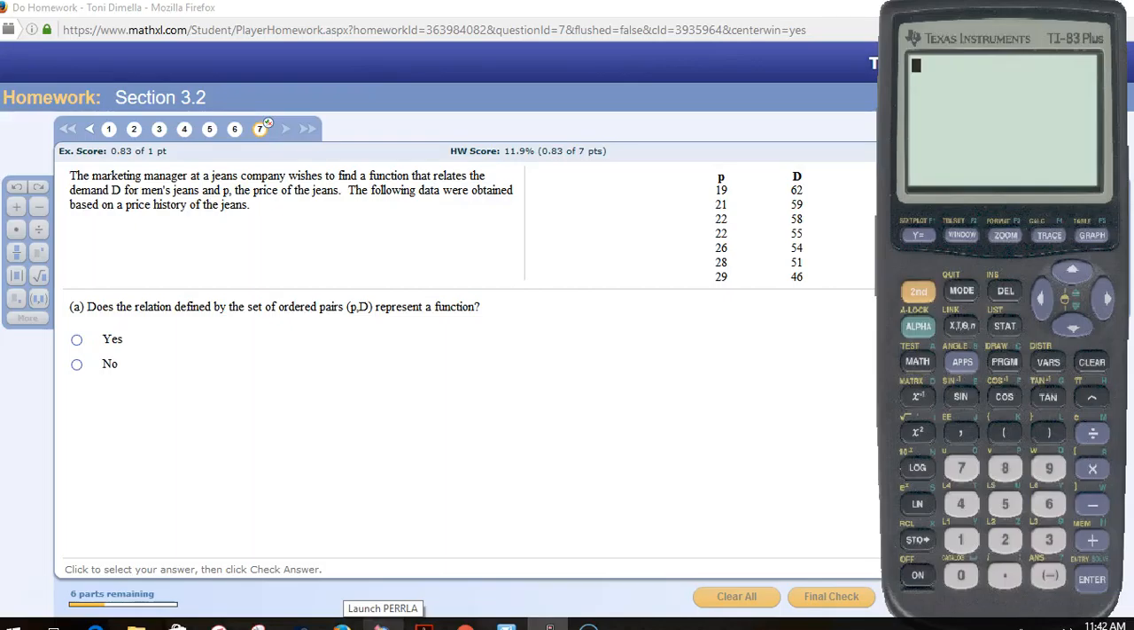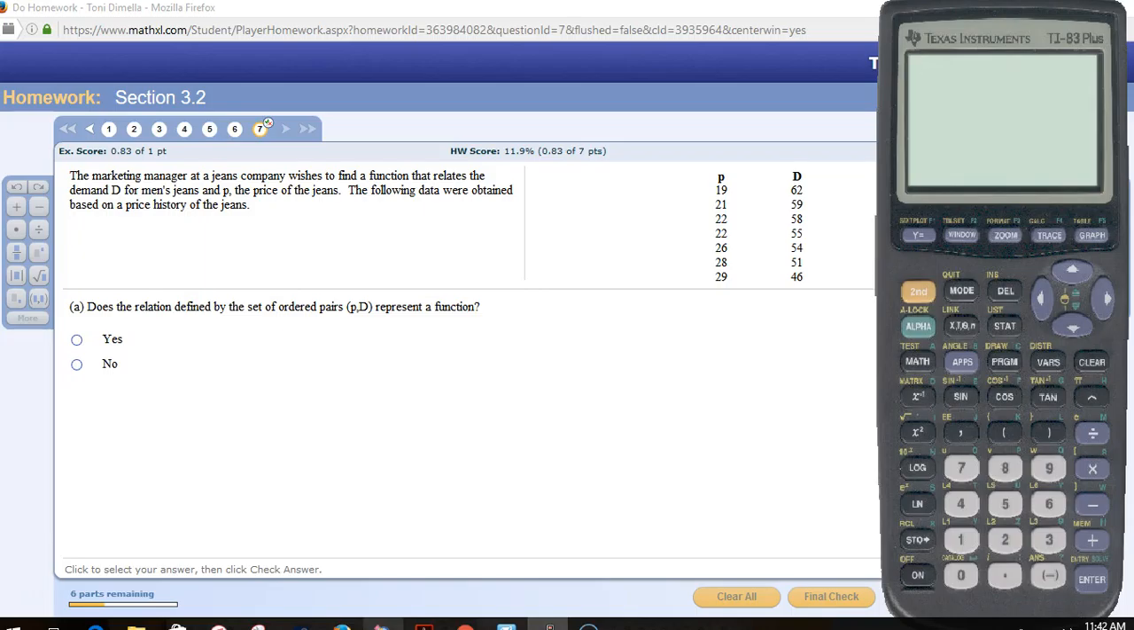In this video, we're going to look at how to generate a line of best fit or a linear regression line from a given set of data. In this example, we're a marketing manager at a jeans company, and we wish to find the relation between the demand and the price of jeans. And they give us this data list off to the right, where P is the price and D is the demand. The first question is, does the relation defined by the set of the pairs PD represent a function?